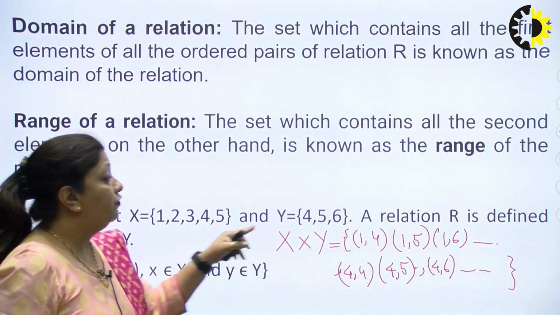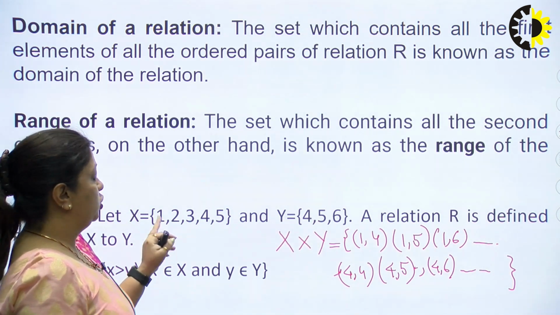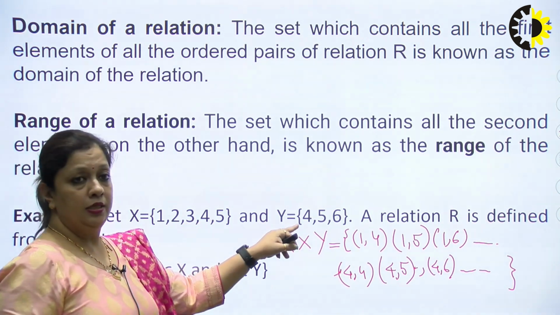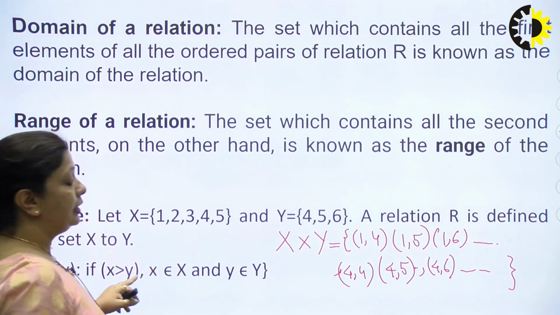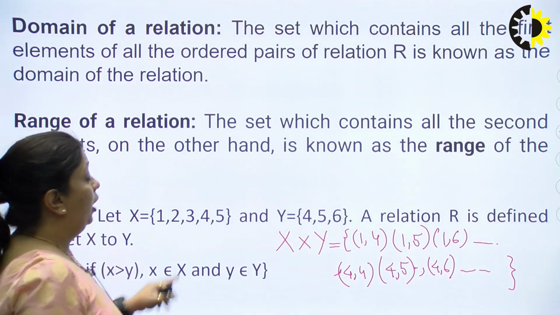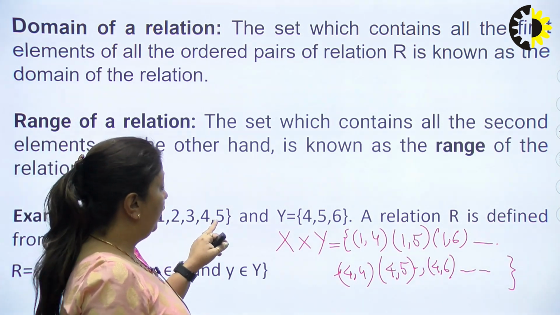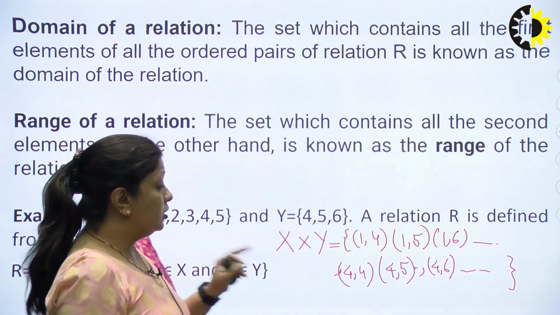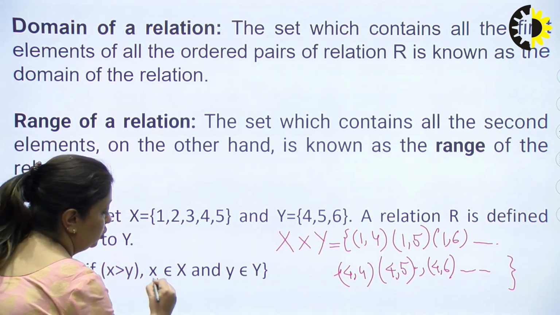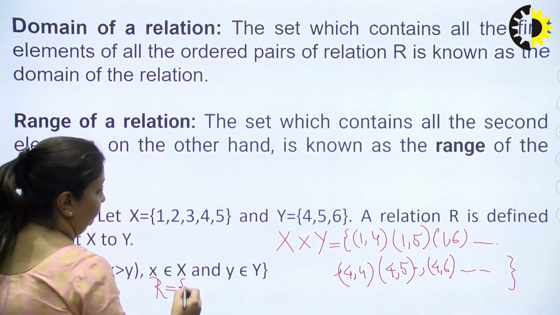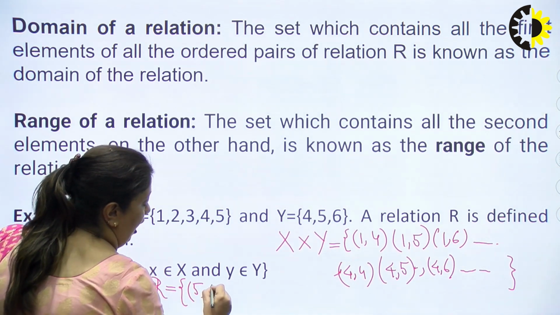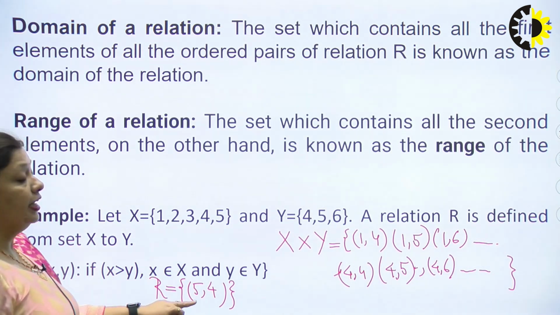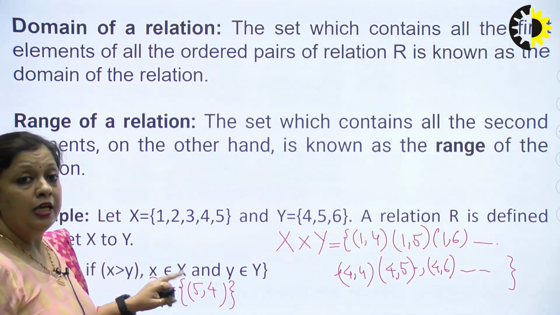So, if I compare 1 with any element in Y, it will always be small. Same way with 2, same way with 3. Even for 4, it is equal to 4, but in the relation it is clearly mentioned that x should be greater than y. So, we can only have this 5. If I compare this 5 with 4, that means 5 is greater than 4. So, this is the only pair which will be present in the relation. So, I can write my relation as having only a single pair of elements, that is (5, 4), because this condition is satisfied only for this single element.